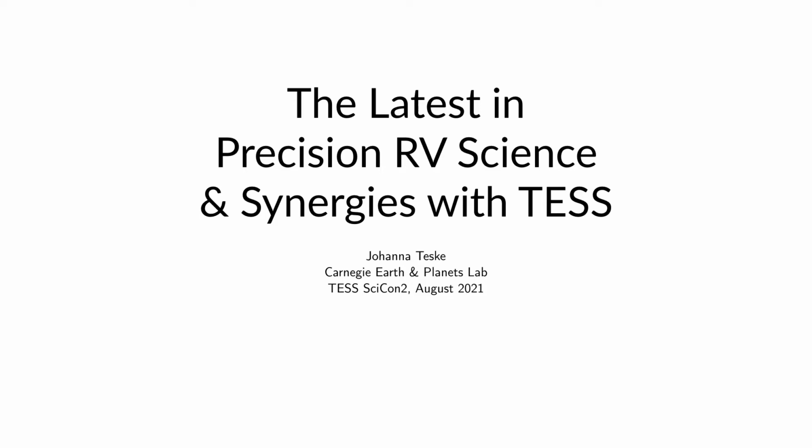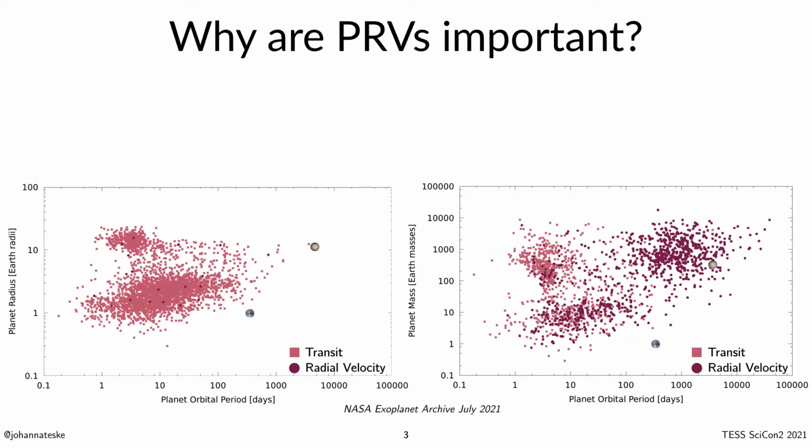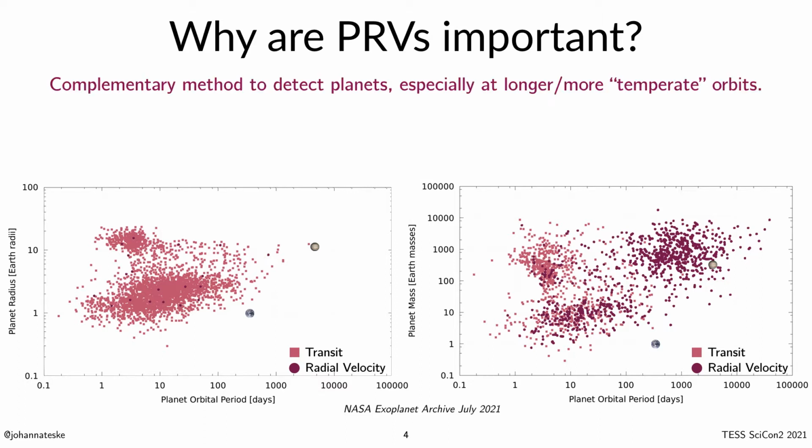All right, to get started, if you're attending the TESS Science Conference, you may not yet be a fan of precision radial velocities, so why should you be? Here I'm showing two plots which are probably very familiar of planet radius versus orbital period and planet mass, or minimum mass as we measure from the RV technique due to the inclination uncertainty, versus orbital period. The pink squares are planets detected by the transit method, and the wine-colored circles are RV detected planets. And I have little Earth and Jupiter there.